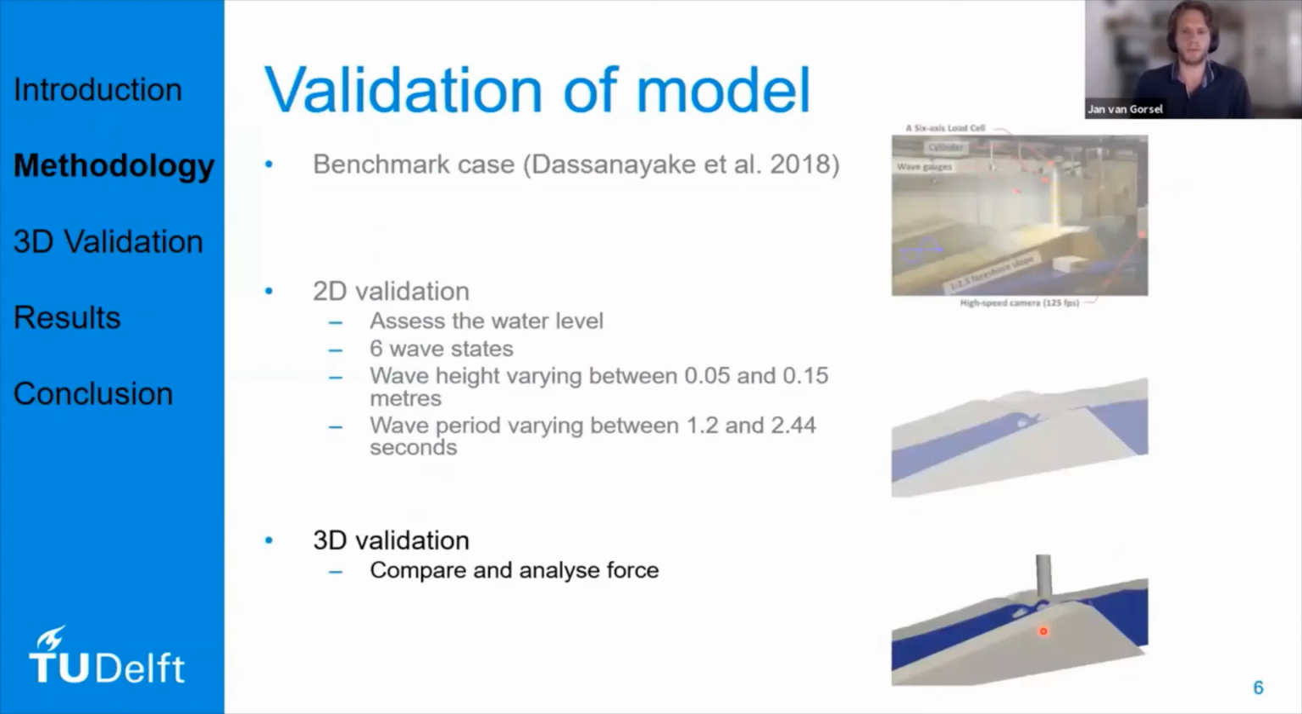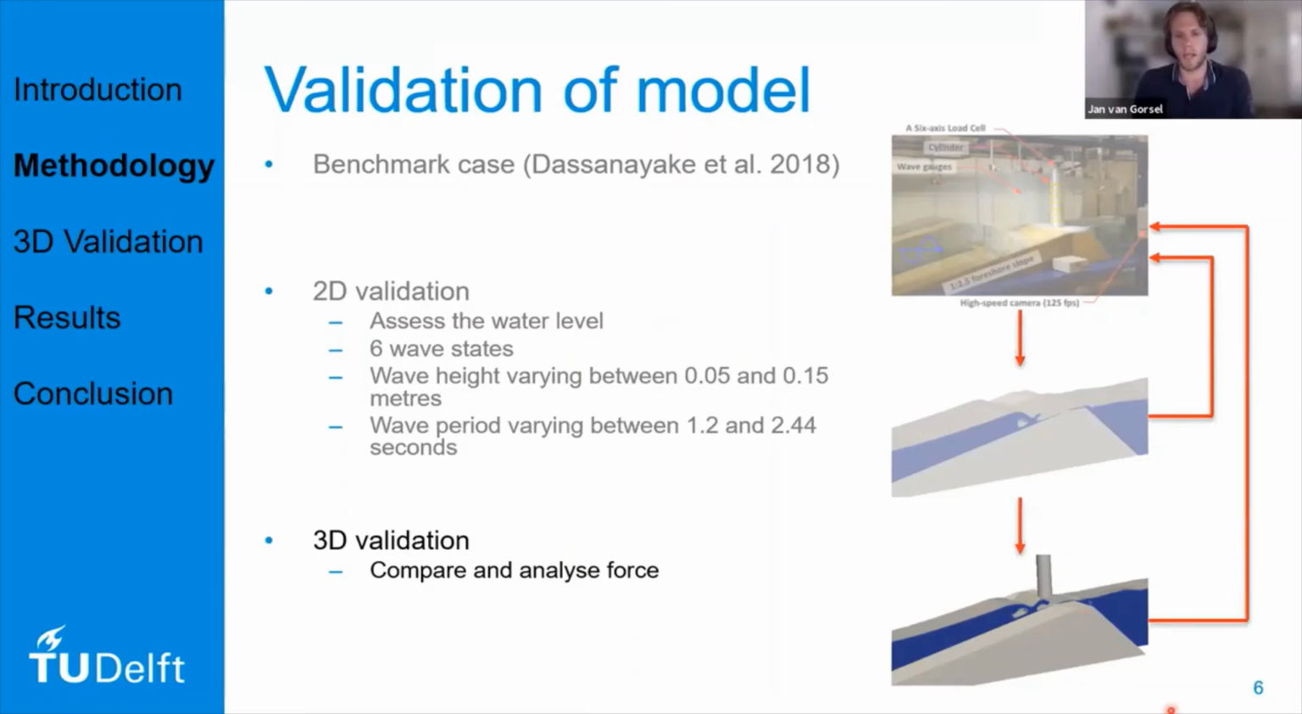For the validation of the model, we used the benchmark case by Lossan and Jiahao in 2018. From this benchmark case, we first compared the results of a 2D simulation for 6 different wave states, with a wave height varying between 5 centimeters and 15 centimeters, and wave periods varying between 1.2 seconds and 2.44 seconds. This was done to assess the needed grid size in the model. Once the optimal grid size was found, the model was extended to a 3D simulation where we included the cylinder and then also compared to the forces measured in the benchmark case.